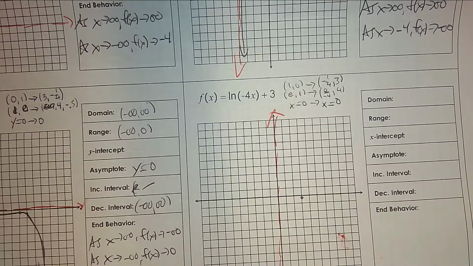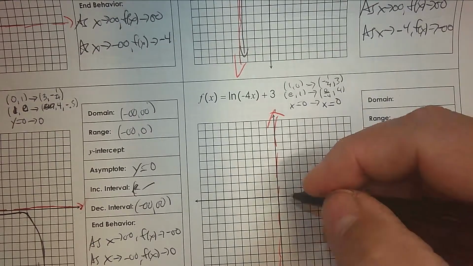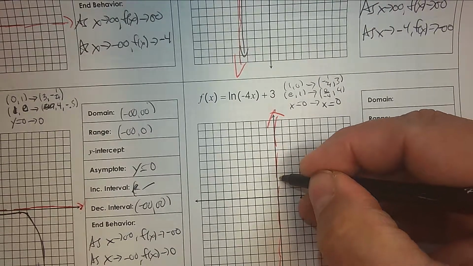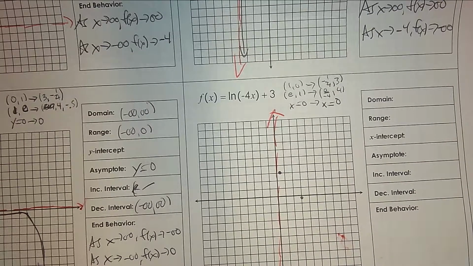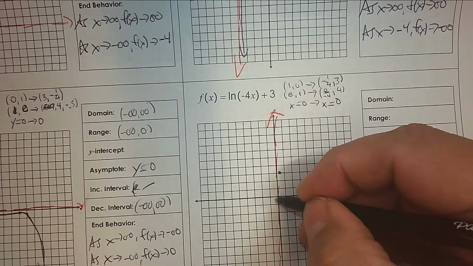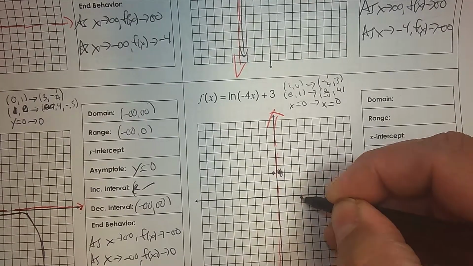No. Negative a quarter and 3. I still didn't do it. Negative a quarter and 3. Let's do it right. The pole picture is to the left.